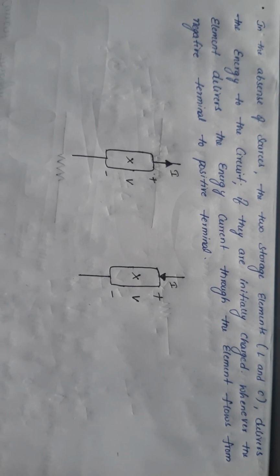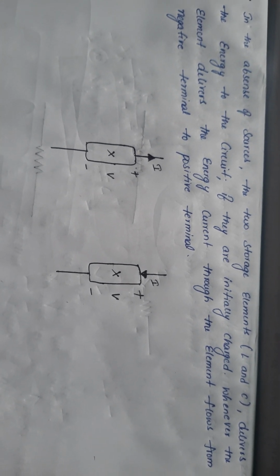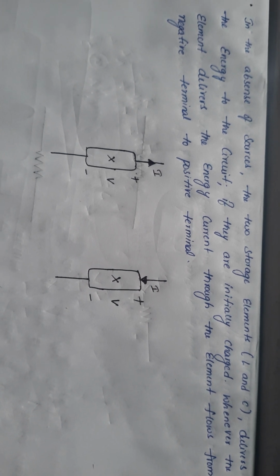Okay, let us see. Read it once. In the absence of sources, the two storage elements L and C deliver the energy to the circuit if they are initially charged. Whenever the element delivers the energy, current through the element flows from negative terminal to positive terminal. What do you observe in this statement? In the absence of sources.